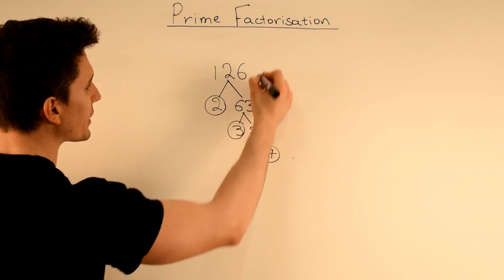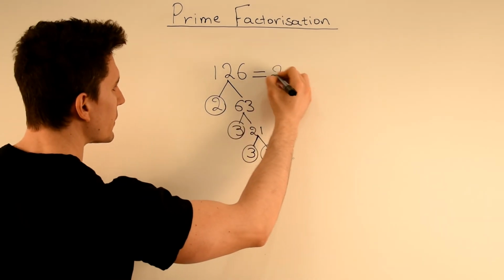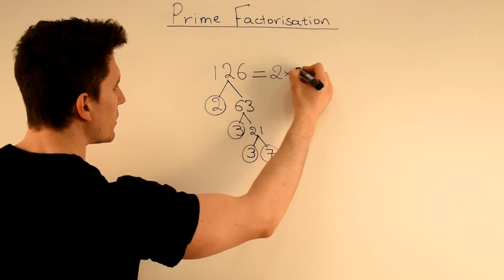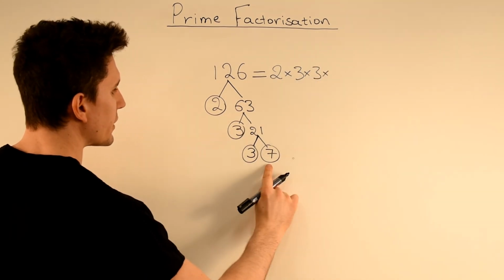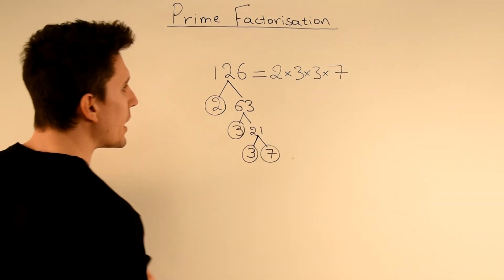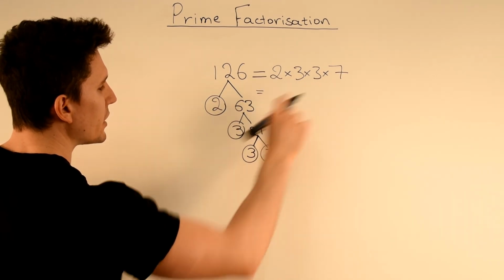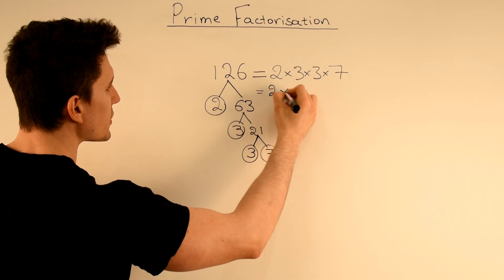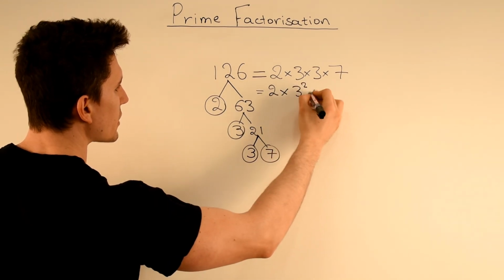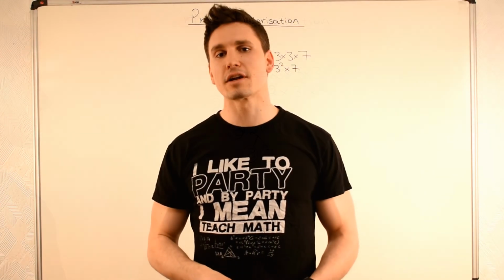Finally, we are ready to write down that 126 is actually equal to 2 times 3 times 3 times 7. Now we can simplify this slightly by noticing that 3 times 3 can be written down as 3 squared. Therefore the final answer will be 2 times 3 squared times 7. This was a short video on writing a number as a product of its prime factors.